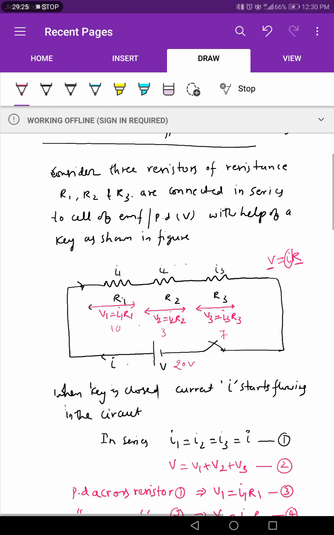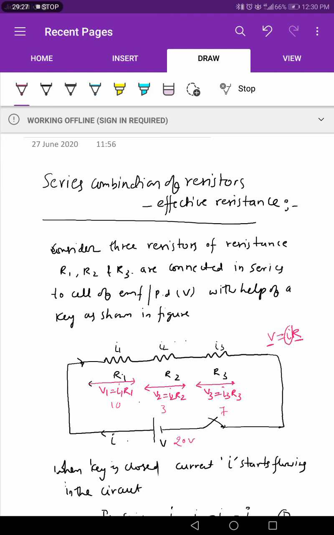Okay? So today we discussed what is series combination of resistors and what is the effective resistance. How the current is distributing and how the potential is distributing in different resistors we studied.